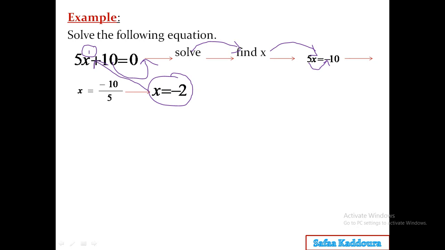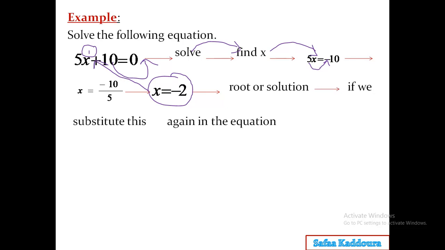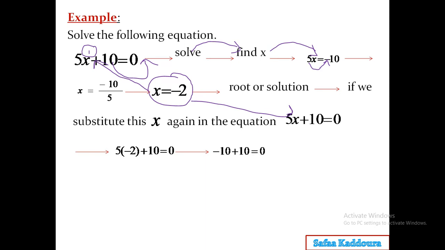What do we mean by the root? If we substitute again x equal minus 2 in the original equation 5x plus 10, we will get 5 into minus 2 plus 10 equals 0, minus 10 plus 10 equal to 0, so 0 equal to 0, and you will get two equal sides. So we say x is the root or solution for this equation. It makes a balance between the two sides.